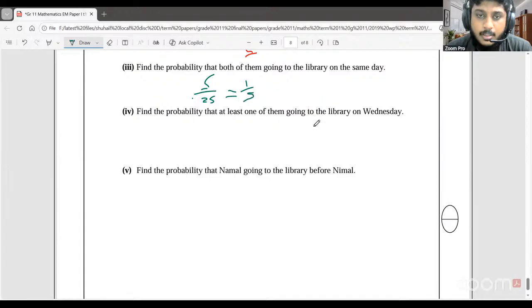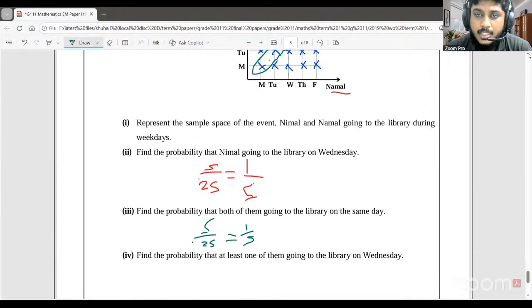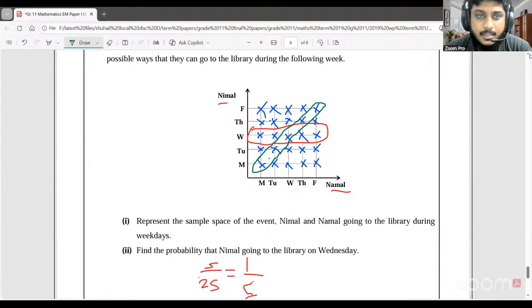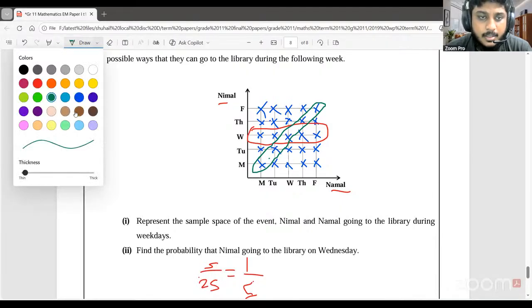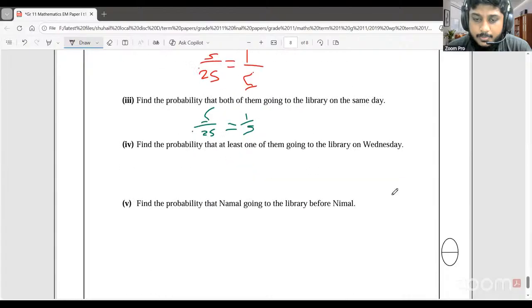Right. Find the probability that at least one of them going to the library on Wednesday. At least one of them means even one person going to the library on a Wednesday. How can we mark that? I'll use brown color. Even one person means anything. This is a Wednesday. This is a Wednesday. This is a Wednesday. This is a Wednesday. Everything with Wednesday here mark. Okay, this is everything. So 1, 2, 3, 4, 5, 6, 7, 8, 9. So you get 9 over 25 here.